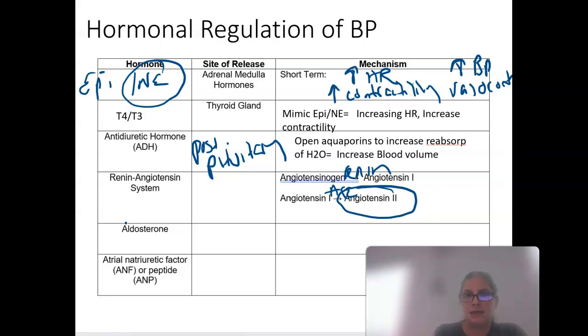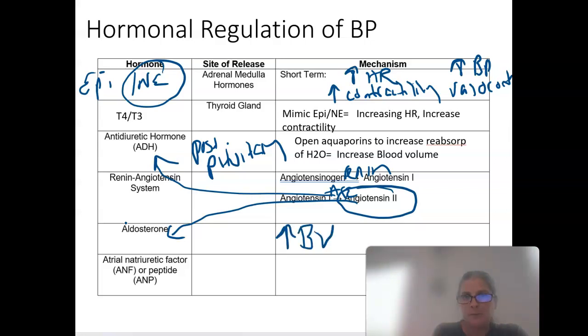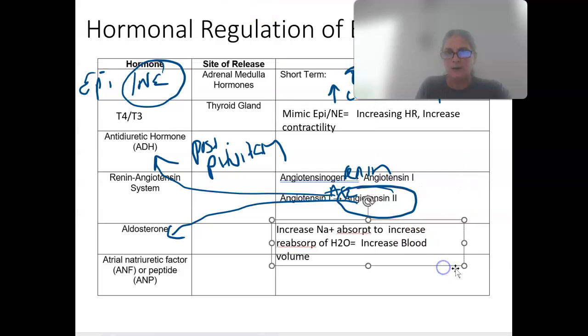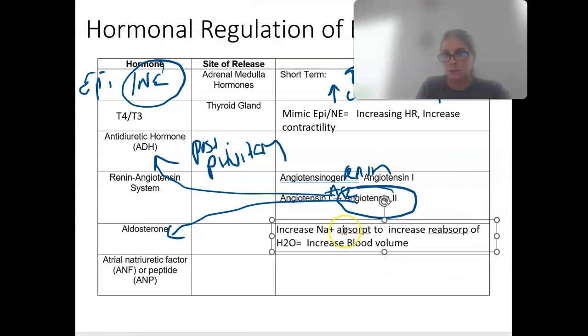But then we also know that angiotensin 2 triggers the release of aldosterone and ADH. And so we know aldosterone is going to increase your blood volume. Actually, let's do it this way. Sorry, I realize it's a little messy. So I wrote a little bit here. We know aldosterone is going to increase sodium reabsorption, which will then increase water reabsorption to increase our blood volume.